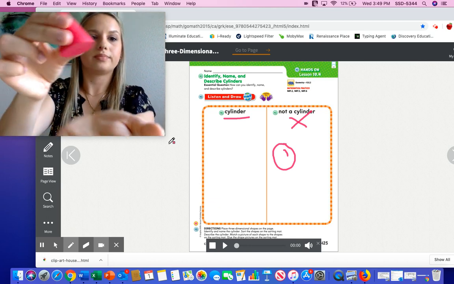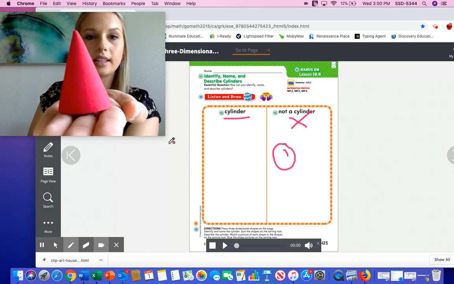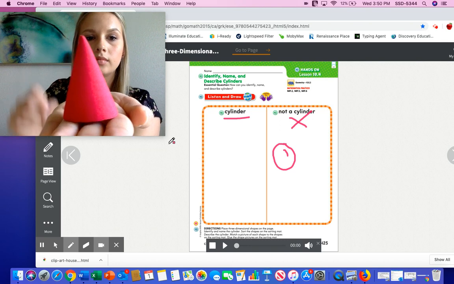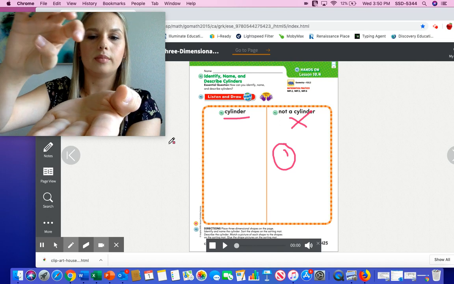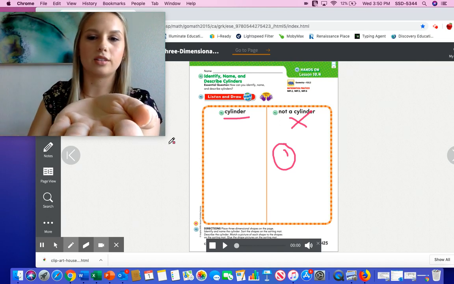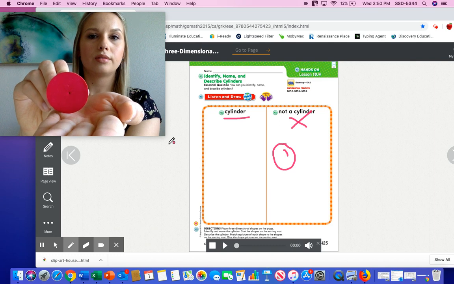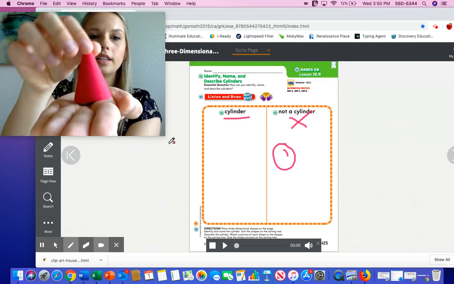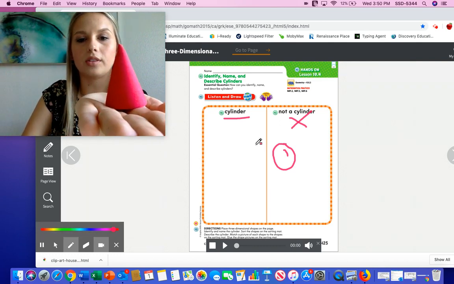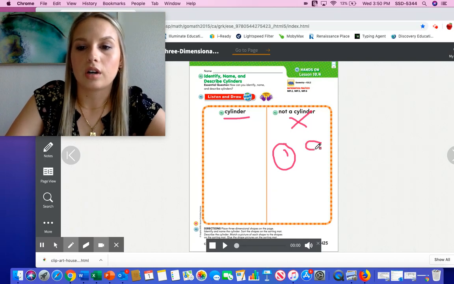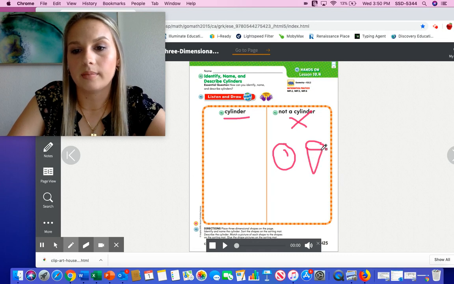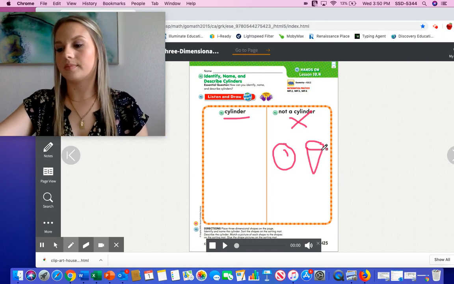Next shape. Is this a cylinder? Does it have 2 flat surfaces? Well, it has one there. What about here? Oh, nope. So it doesn't have 2 flat surfaces. But it is round, but it doesn't have 2 flat surfaces. This is actually a cone. So let's draw a cone on the side that says not a cylinder. To draw your cone, draw a circle or an oval and a point at the bottom. That is not a cylinder.